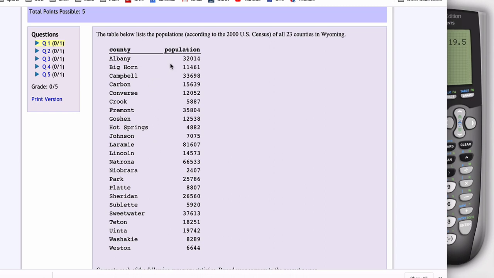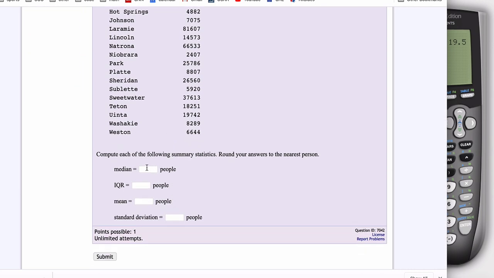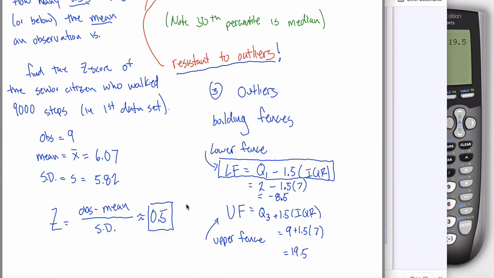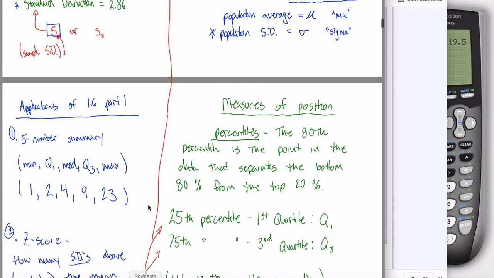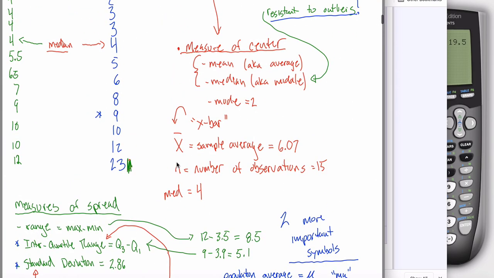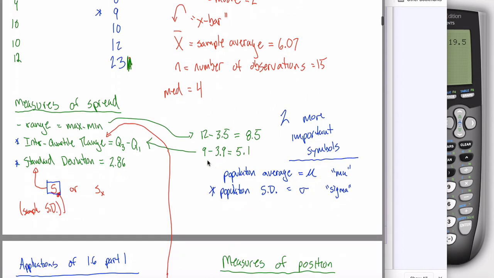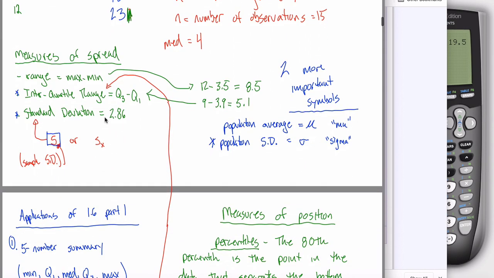So in this instance, they give you 23 data points. Sorry, some of them are kind of long. Type these all into a list, and then what it asks you for is median, interquartile range, mean, and standard deviation. All things that we went over in the videos that you've seen. Mean, we learned in measures of center. Median, we also learned in measures of center. Standard deviation, that came in measures of spread.